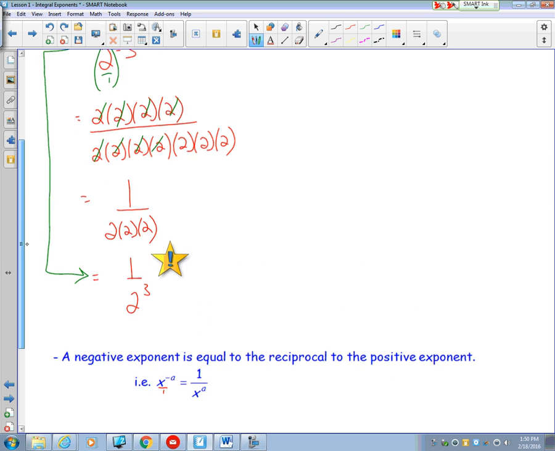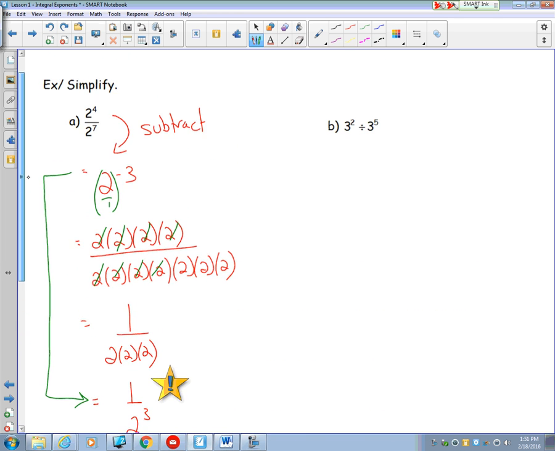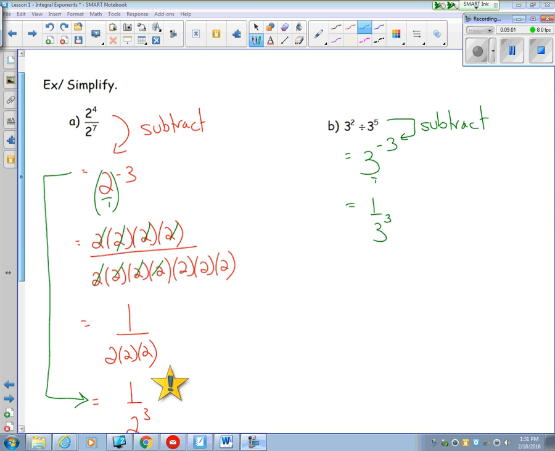So if we try example b up here, let's simplify this. 3 to the 2 divided by 3 to the 5 comes out to 3 to the negative 3. I subtract my exponents. But I don't like having negative signs. So what I do is I take my 3 over 1, and I flip it over, and I write my exponent as a positive. Okay? So then we have positive exponents all over again. And our objective today is going to be making exponents that are positive.